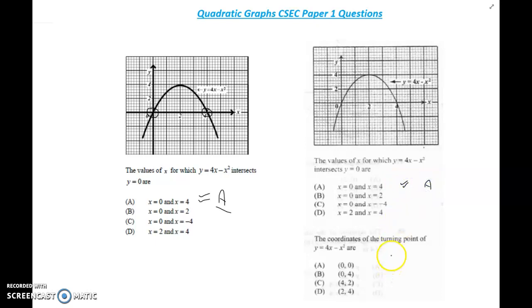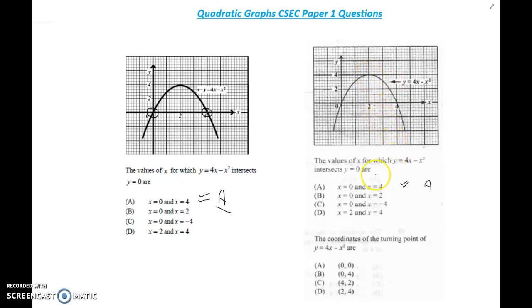Now, looking at this last piece here, the coordinates of the turning point of y equals 4x minus x squared. Now, with the first question we looked at where they had this graph, right? What did they ask for? They asked for the maximum point, right? And we agreed that the maximum point was up here, right? At the top of the mountain, on top of the graph, right?